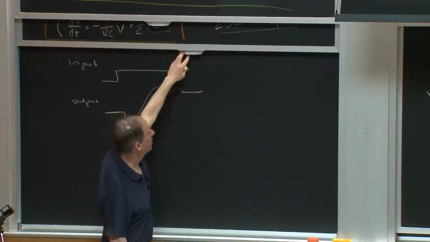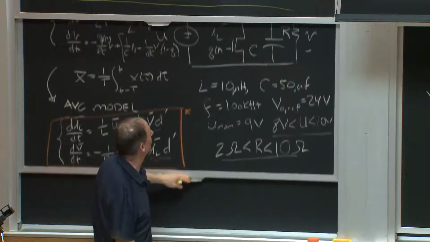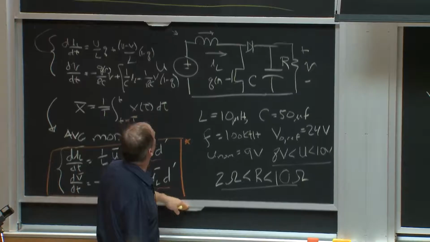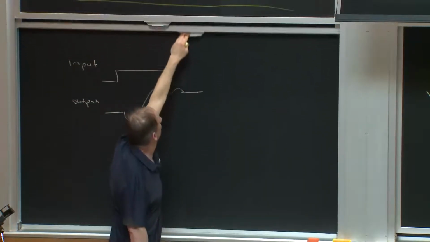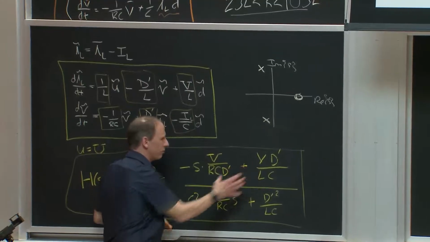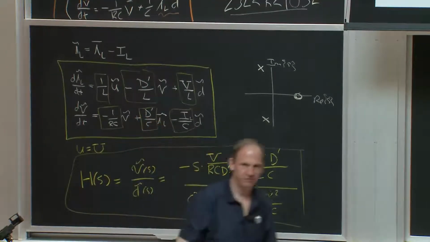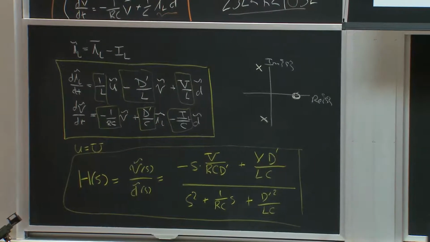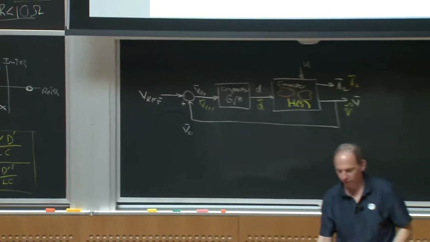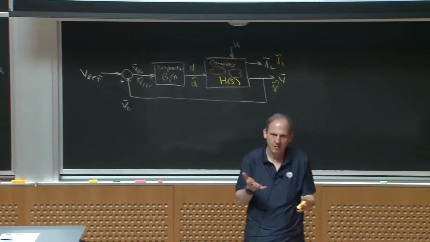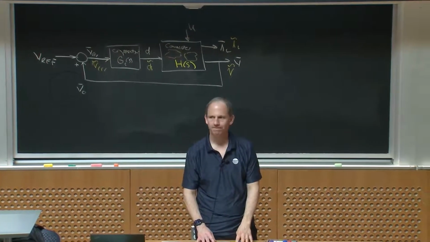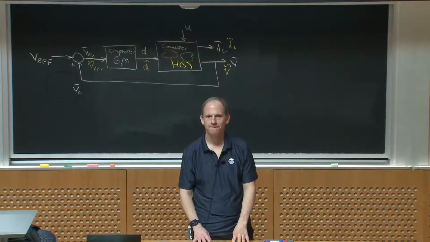Okay? So the right half plane 0 in my control model, this guy here, in fact, precisely reflects the fundamental physics of how energy is going through the converter. Okay? So you're sort of going to have to live with it. It's not a fiction of the math. It's a fundamental physical thing. Okay? Any questions?